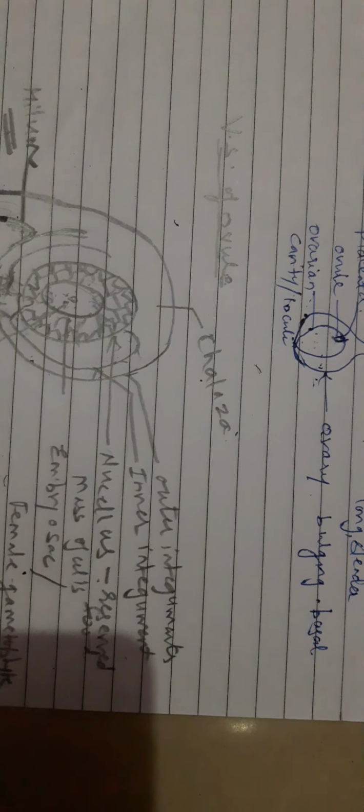So these are the important parts. Now here see, here is one opening. Now what is this opening? This opening is called the micropyle, or it is also called the micropylar opening. So this is the micropyle, and at this basal end there is the chalazal end, or it is also called the chalaza. So these are the parts which we see in the vertical section of the ovule.